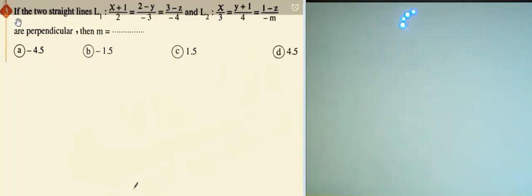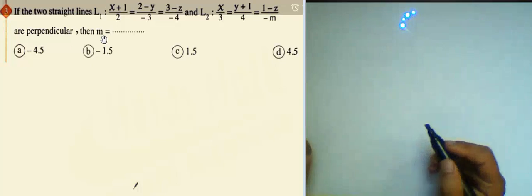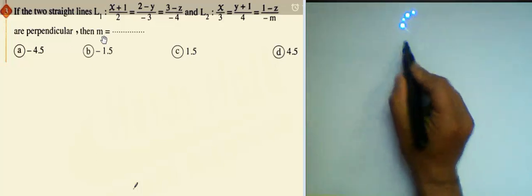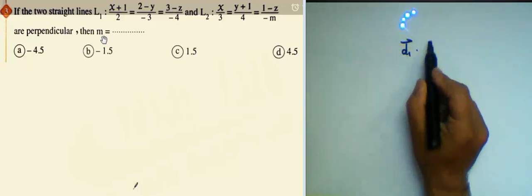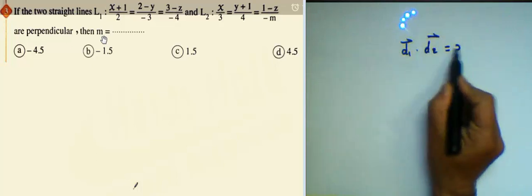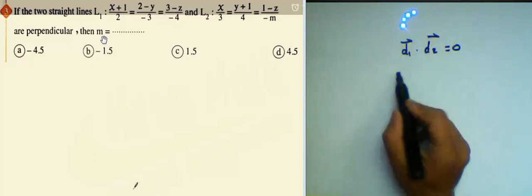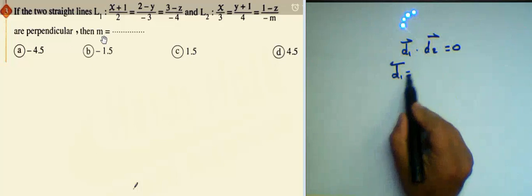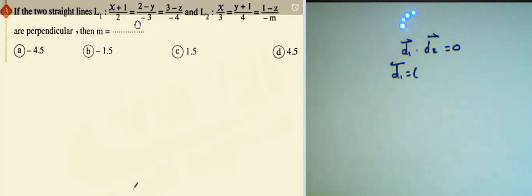Question number 3. If the two straight lines L1 and L2 are perpendicular, then m equals what? We know that two straight lines are perpendicular, meaning vector D1 multiplied by vector D2 equals 0. We can find vector D1 equal to 2, and here we can change the sign because Y is negative. The sign of Y is negative, so we must change the sign here.